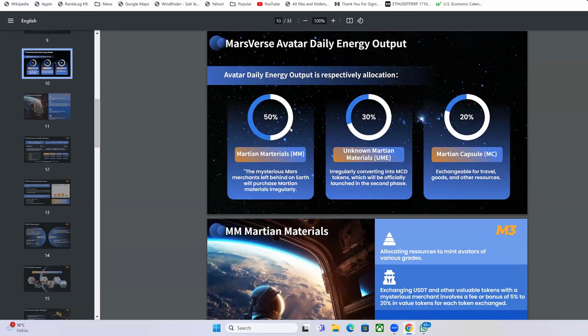Okay. 50% of this energy output is so-called Martian Materials, MM. 30% is Unknown Martian Materials, which is a UME in the future. And 20% is a Martian Capsule. So let me talk to you first about the 20%, okay? The attraction part and all this comes later.